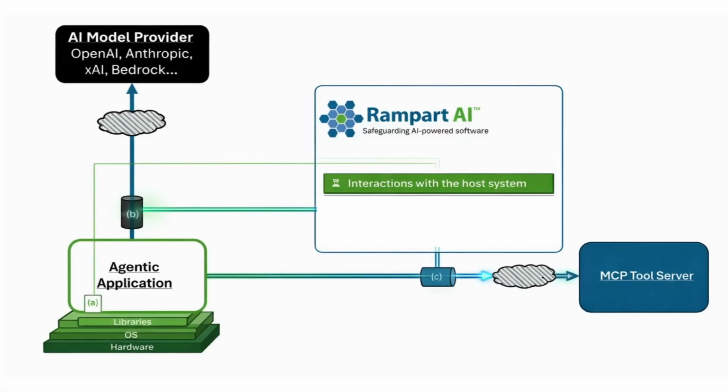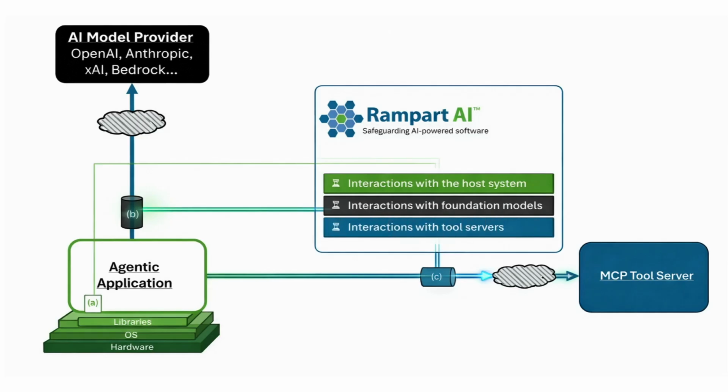First, host-level interactions. Rampart ensures the agent uses only approved tools in a logical sequence and with the correct privileges. Second, interaction with the foundation model. Here, Rampart applies tailored guardrails to control how the agent communicates with the LLM. Third, interaction with tool servers. Rampart protects the MCP interface, preventing access to unapproved or unsafe tools.